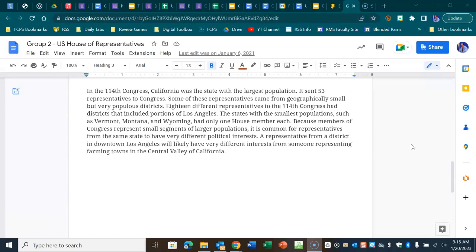Because members of Congress represent small segments of larger populations, it is common for representatives from the same state to have very different political interests. A representative from a district in downtown Los Angeles will likely have different interests from someone representing farming towns in the Central Valley of California.